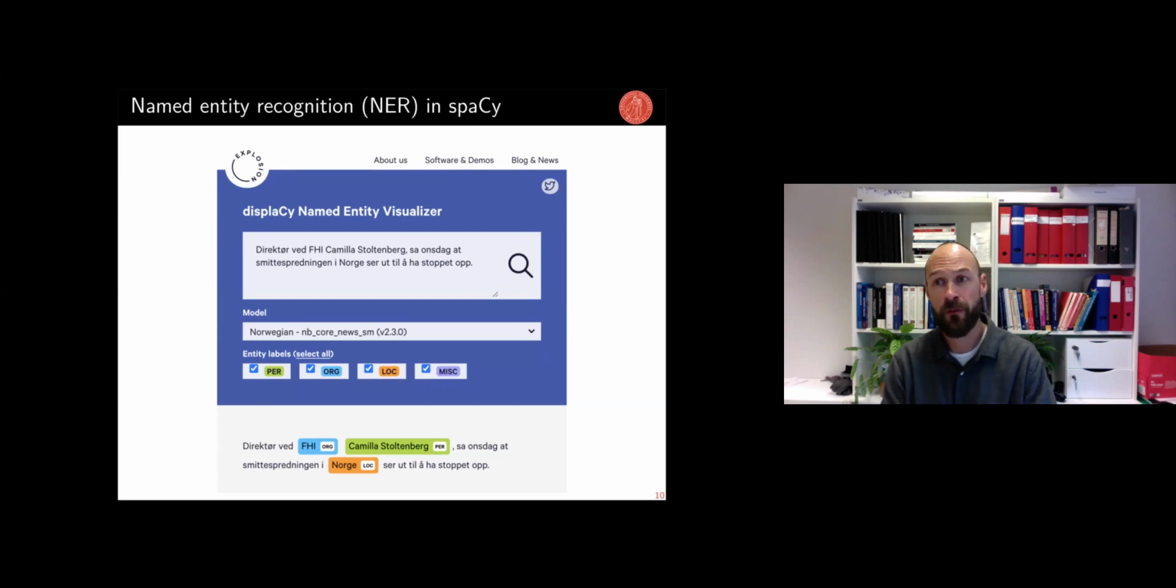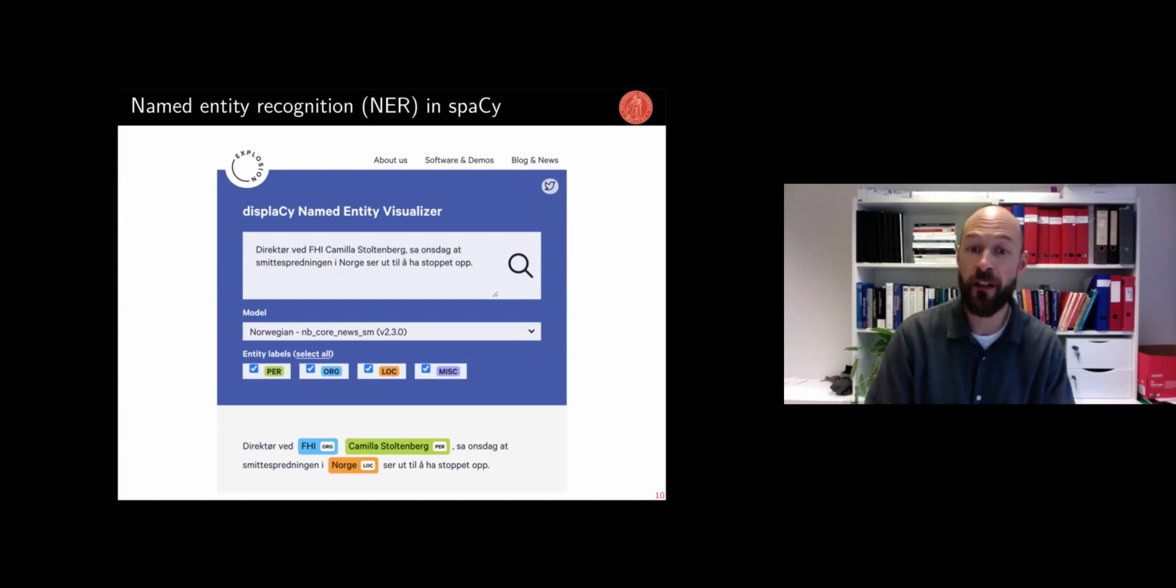So here's an example from not Stanza this time, but the spaCy Python tool. So they have this online demo, and here I've selected the Norwegian model, which is available in spaCy, and entered in the sentence that you see here. Direktør ved FHI, Camilla Stoltenberg, sa onsdag at smittespredningen i Norge ser ut til å ha stoppet opp.